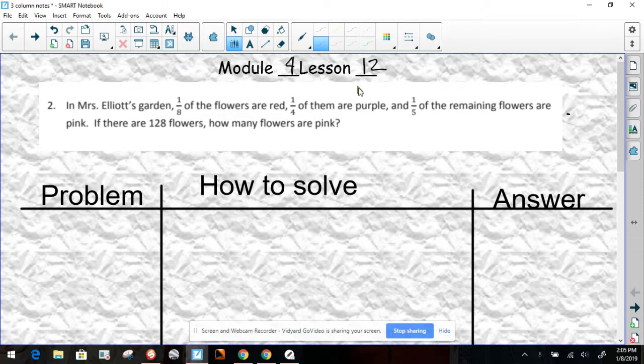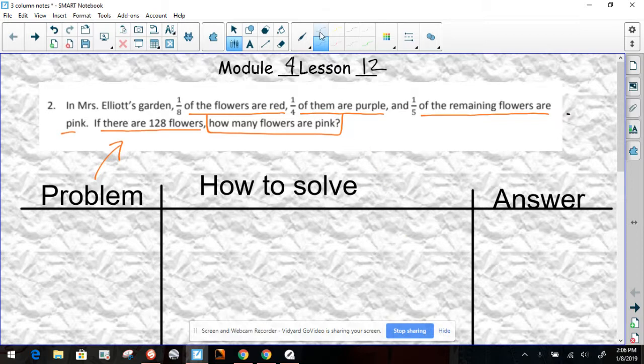Looking at Module 4, Lesson 12, we have a problem. You get it? Yes, a problem. In Mrs. Elliott's garden, 1/8 of the flowers are red, 1/4 of them are purple, and 1/5 of the remaining flowers are pink. If there are 128 flowers, how many flowers are pink?